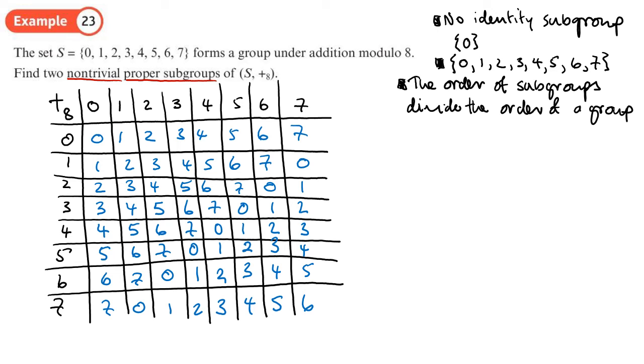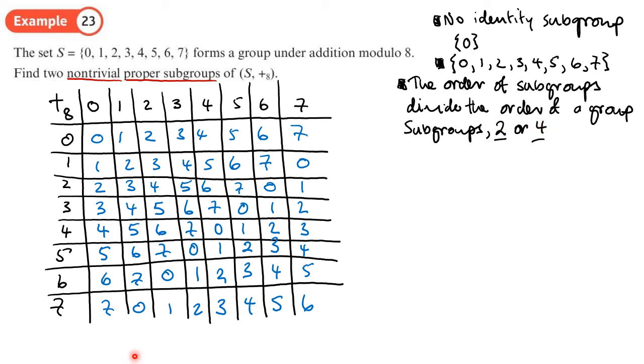So that means that our subgroups must be order. So how many elements have we got? 1, 2, 3, 4, 5, 6, 7, 8. Our subgroups need to be either order 2 or 4. 1 is going to be the identity subgroup. Okay, we're not allowed that. And 8 divides 8, but that's not a proper subgroup. So the only other subgroups that are left are 2 and 4.